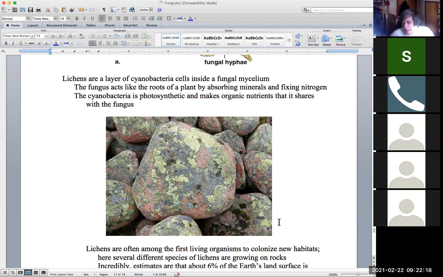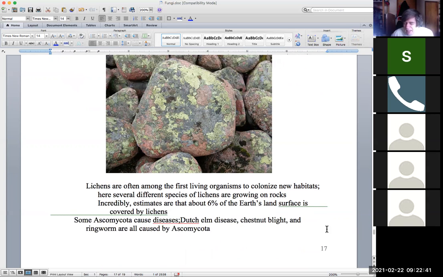Not only do we find lichens on bare rocks as a result of volcanic eruptions, but we also find lichens on bare rocks when we have new islands produced by undersea volcanic activity, where the islands gradually rise above the surface. Lichens are often the first organisms to colonize those islands. And in fact, even though they seem pretty insignificant, it's estimated that about 6% of the Earth's land surface is actually covered by lichens.